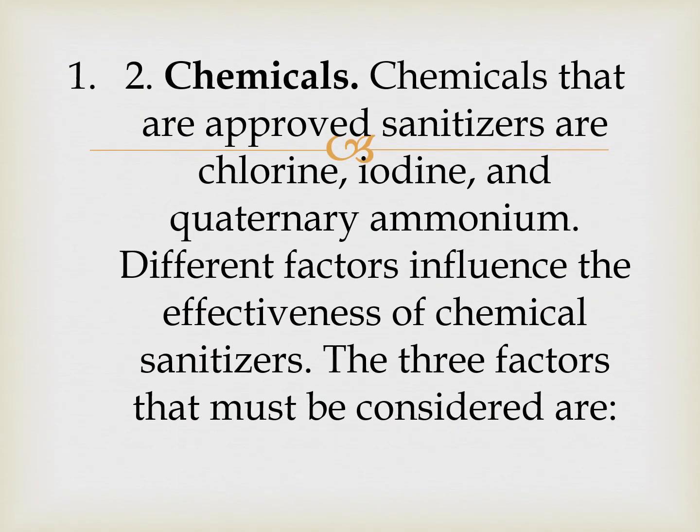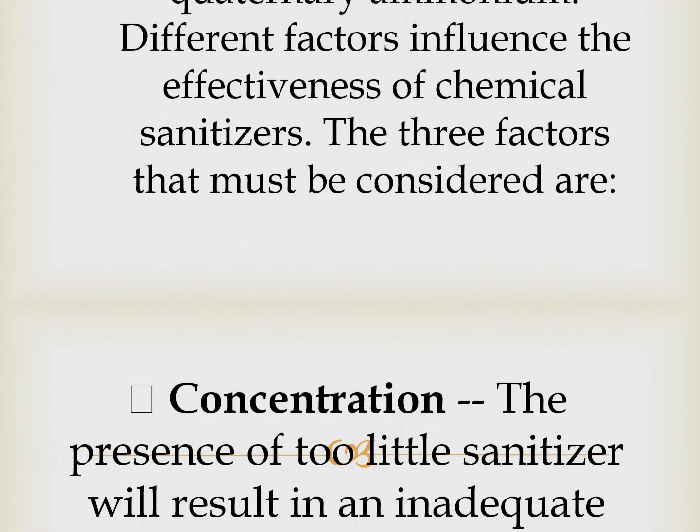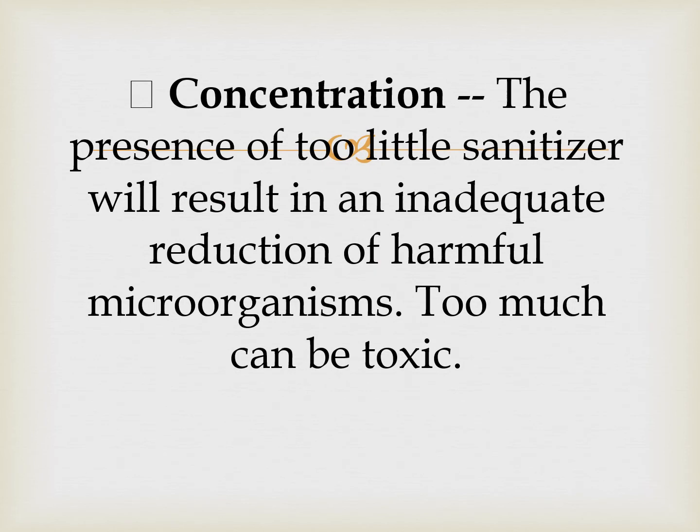Chemicals that are approved sanitizers are chlorine, iodine, and quaternary ammonium. Different factors influence the effectiveness of chemical sanitizers. The 3 factors that must be considered are: Number 1 is concentration. The presence of too little sanitizer will result in an inadequate reduction of harmful microorganisms. Too much can be toxic.